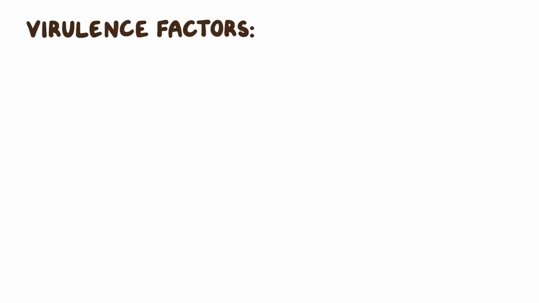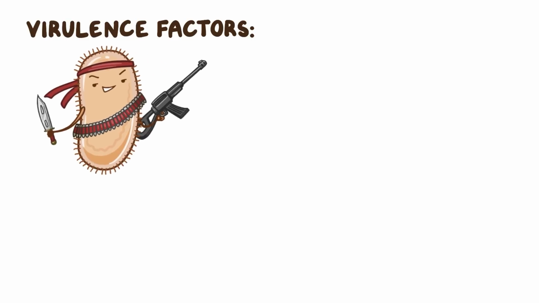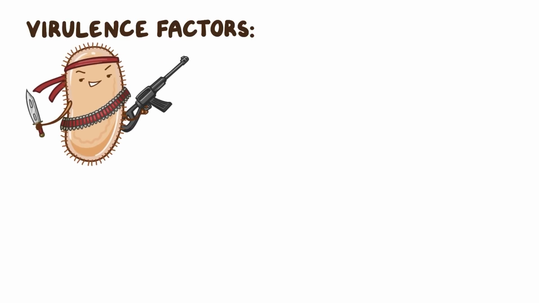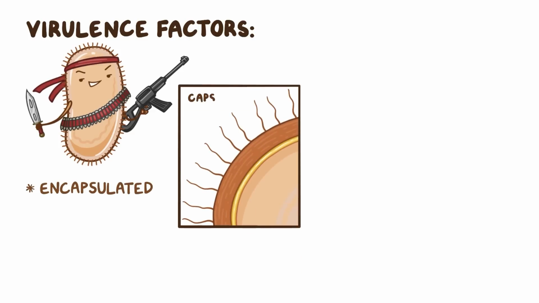Now, Francisella tularensis has a number of virulence factors that are like assault weaponry that help it attack and destroy the host cells, and evade the immune system. So first, Francisella tularensis is encapsulated, meaning it's covered by a polysaccharide layer called a capsule. And right underneath that capsule, there's also an outer membrane, which consists of lipopolysaccharide, or LPS for short.